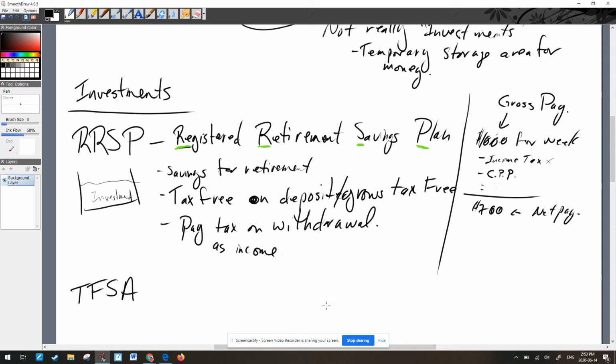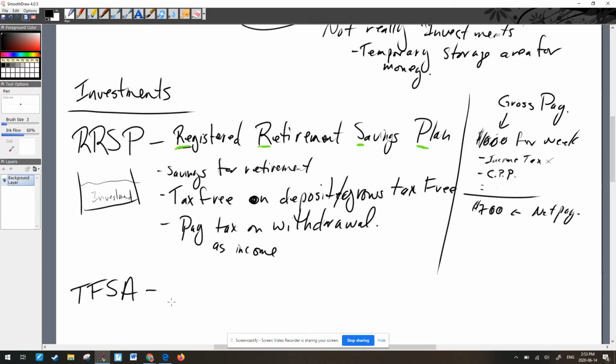But the hope is that the money that you take out when you are withdrawing from your RRSP, you will be in a lower tax bracket than you were when you deposited it. So you get a net savings on income tax by doing it later. Confusing stuff, I realize. Okay, that's an RRSP.